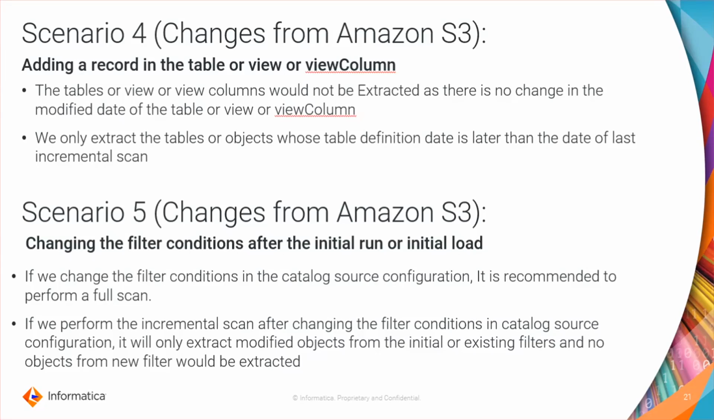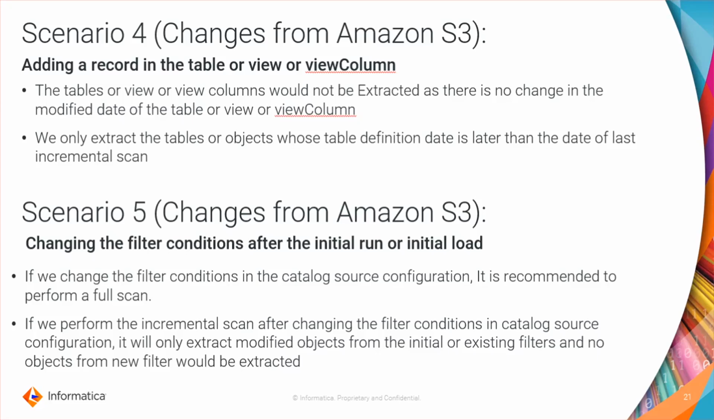Another scenario to consider is changing the filter conditions after the initial run or initial load. If we change the filter conditions in the catalog source configuration, it is recommended to perform a full scan or a full load scan. If we perform the incremental scan after changing the filter conditions in catalog source configuration, it will only extract the modified objects from the initial or existing filters and no objects from the new filter would be extracted. This is a design change from Amazon S3 as compared to the Snowflake incremental scan.